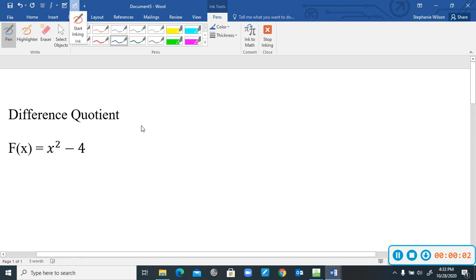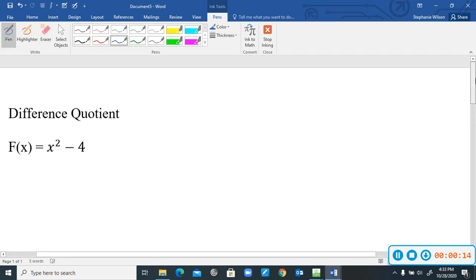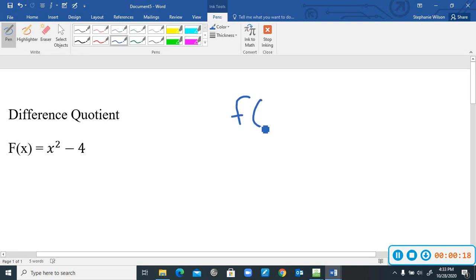difference quotient. A difference quotient is going to be using this formula of f. Hang on, let me write it down. We're going to take f of x minus h minus my f function, all divided by h.